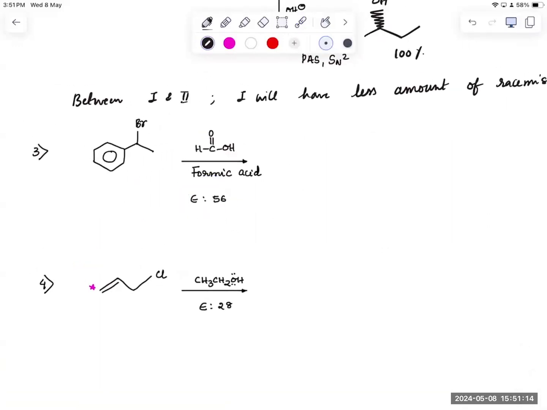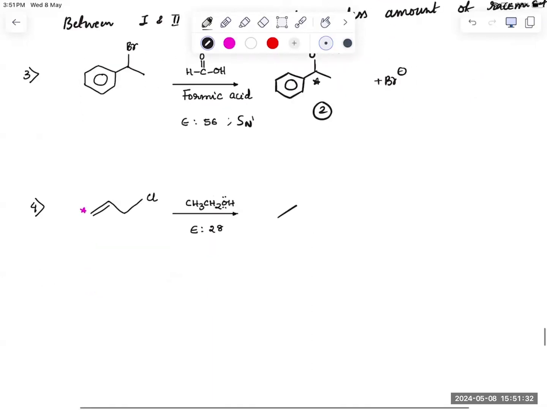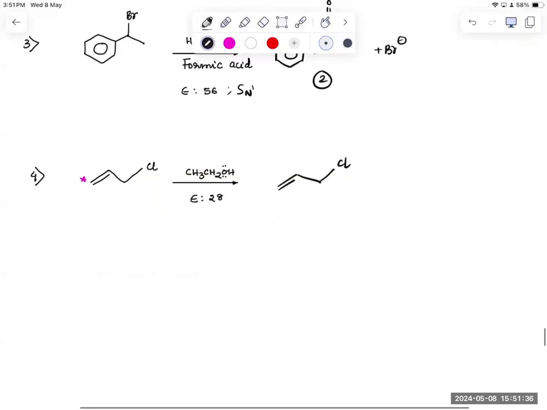Here we have formic acid. So again, bromine is being removed. So we'll get this as ester, OC double bond OH, plus Br minus. So this is a chiral center. We'll get two products here via SN1. Here also we have double bond Cl. See, when you have allylic position, this is where there is an allyl here.